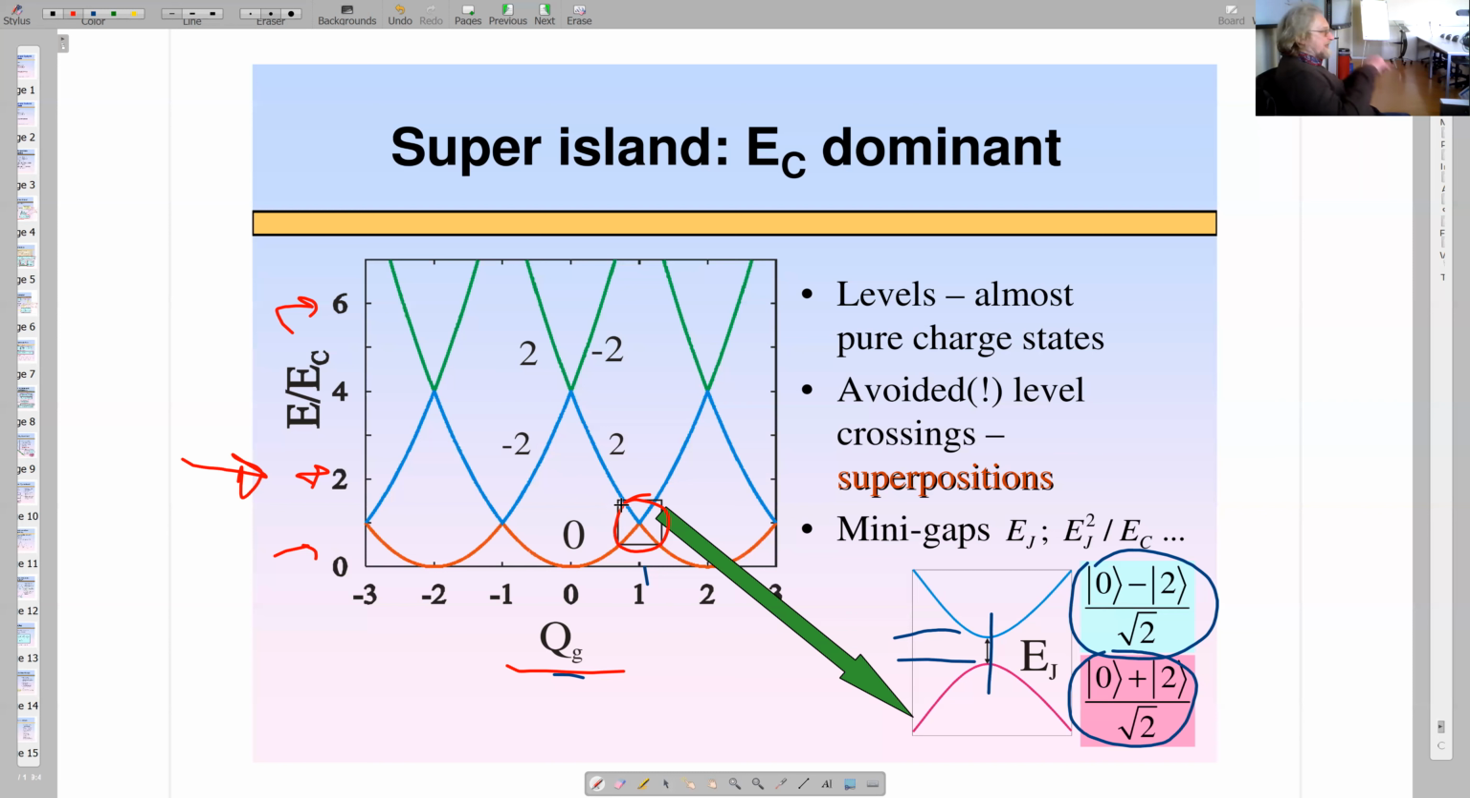Simultaneously, it will open a gap in the spectrum. The levels will avoid each other. They will repel each other close to the intersection point. That's what I put in words.